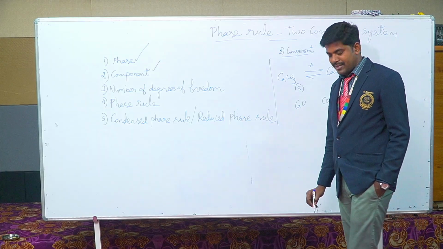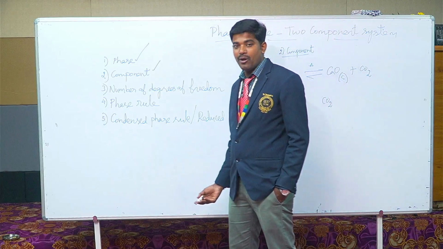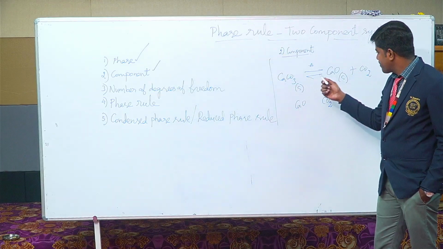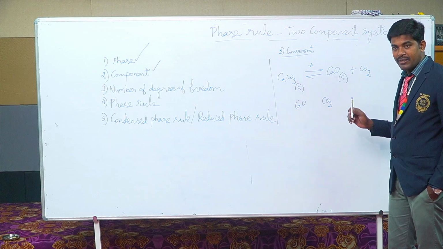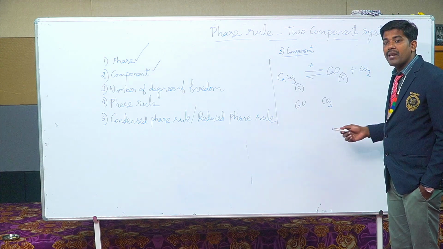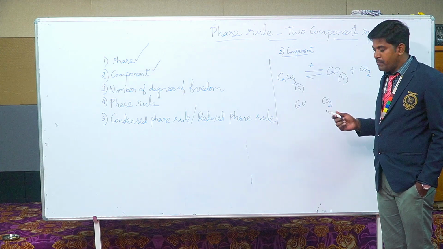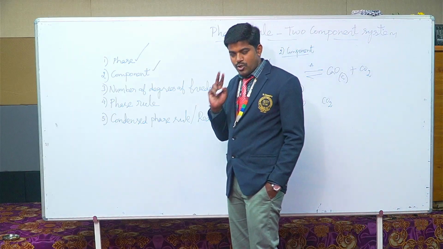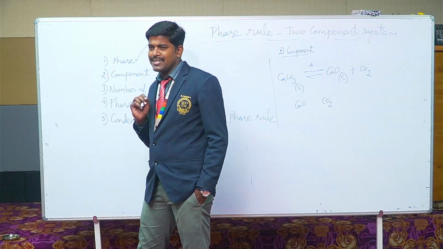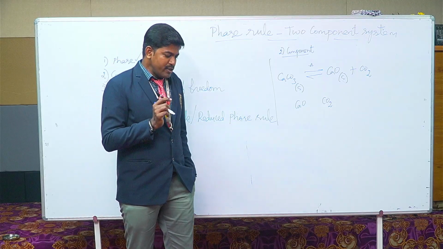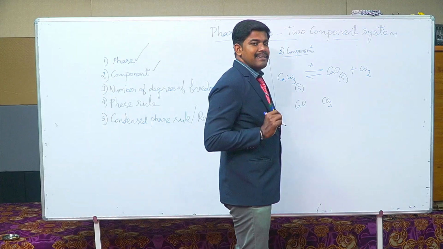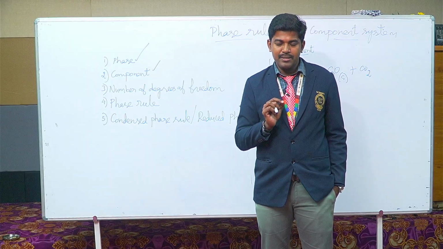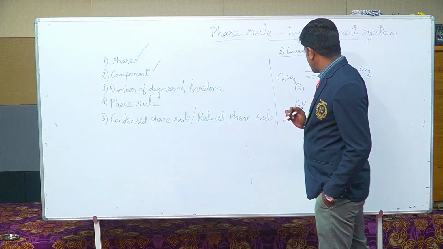Now the question may arise: sir, it contains 3 different chemical constituents, am I right? Calcium carbonate, calcium oxide, carbon dioxide. So there are 3 different chemical constituents present here, but you are saying the number of components in this equilibrium reaction is 2. How? You need to clearly understand the definition: it is the minimum number of chemical constituents.